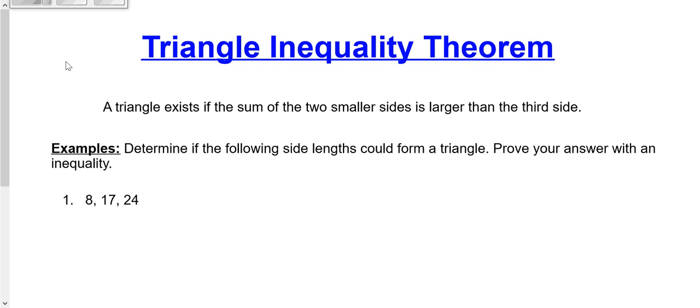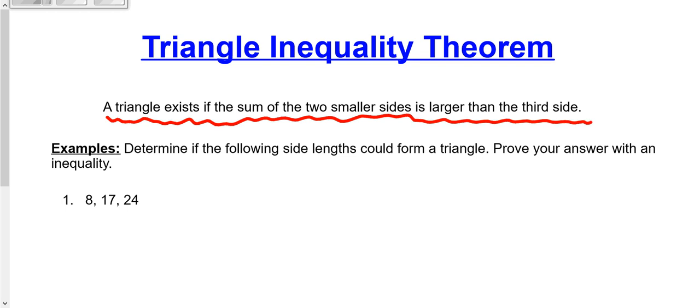The triangle inequality theorem is defined as: a triangle exists if the sum of the two smallest sides is larger than the third side. Okay, so that's the point of the triangle inequality theorem. I'm going to be doing 4 examples today, where we're going to determine if the following side lengths could form a triangle. Prove your answer with an inequality.